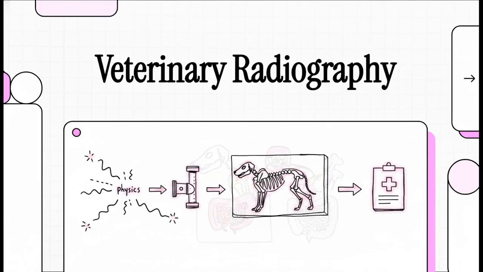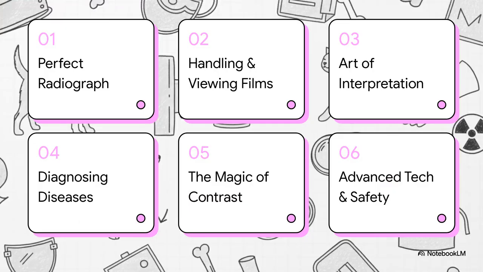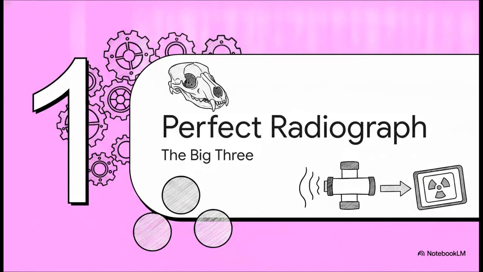Let's get started. Here's how we're going to structure our exploration today. We've got 6 key stops: capturing the perfect radiograph, handling and viewing films, the art of interpretation, diagnosing animal diseases, the magic of contrast, and we'll wrap up with advanced techniques and safety. All right, section 1, capturing the perfect radiography, the big 3.